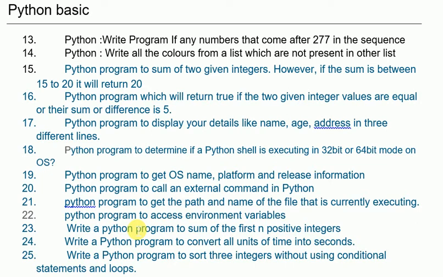I hope you have seen some earlier videos. We are doing a Python basic exercise. We already completed 20 exercises. Now we are going to see the 21st: write a Python program to get the path and name of the file that is currently executed. That is, what path you are going to execute. That is all we are going to see.